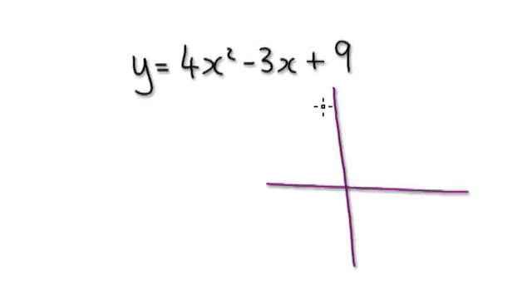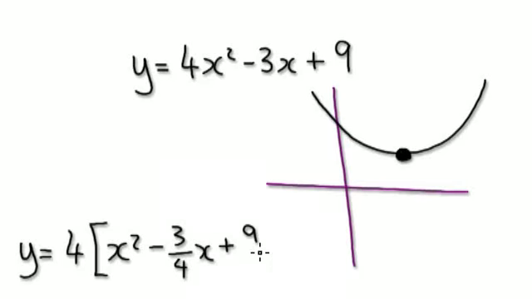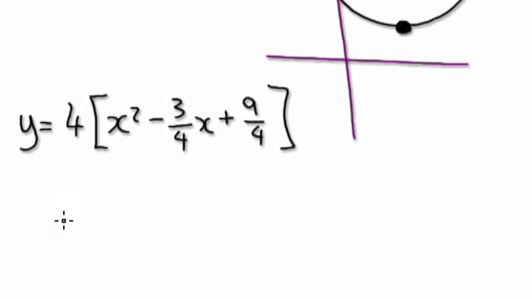So now that we know our graph will look something like this, we're going to try and find out this point. Whenever you want to find out this point here, you have to take the 4 out as a factor. So let's take the 4 out as a factor. So this would be 4 bracket x squared, -3 over 4x, and then plus 9 over 4. Okay, and then now complete the square.